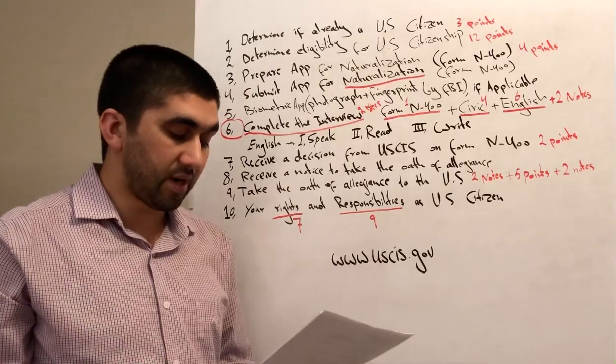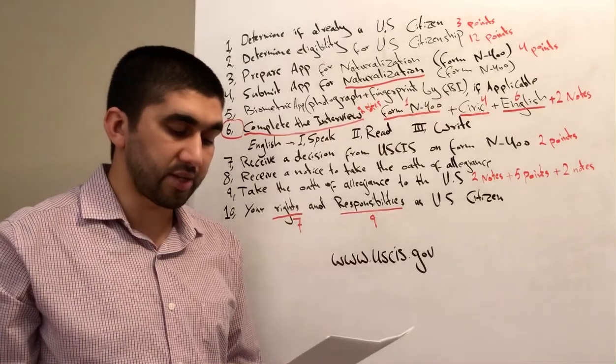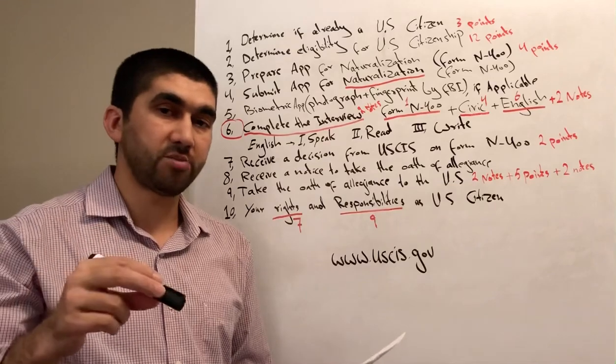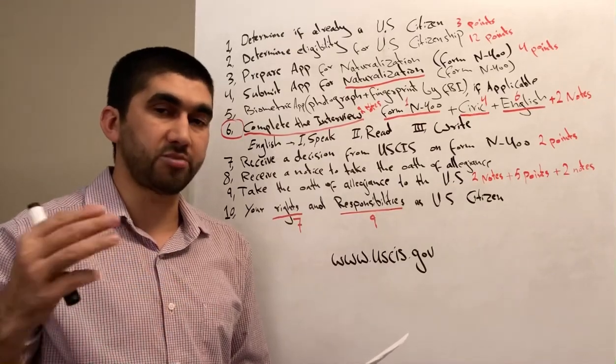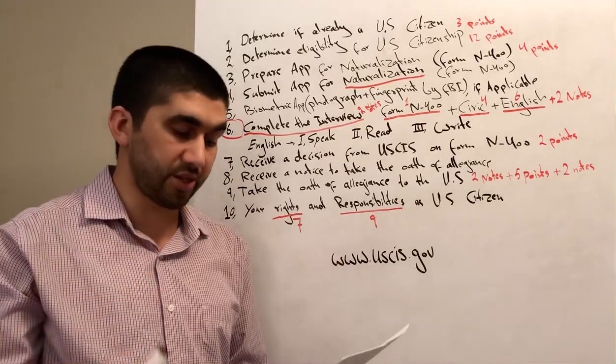Then number three, permanent resident for 3 years and spouses of U.S. citizens, which means that if your husband or your wife is already a U.S. citizen, then you don't have to spend 5 years. You can spend only 3 years, and then you can apply for citizenship.